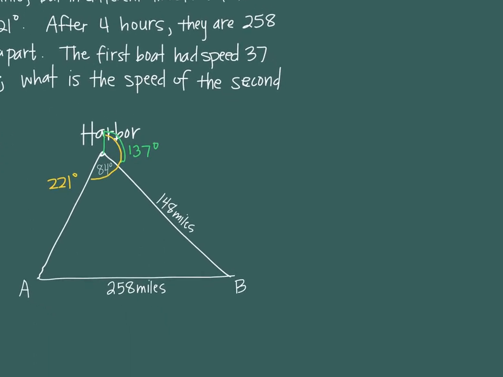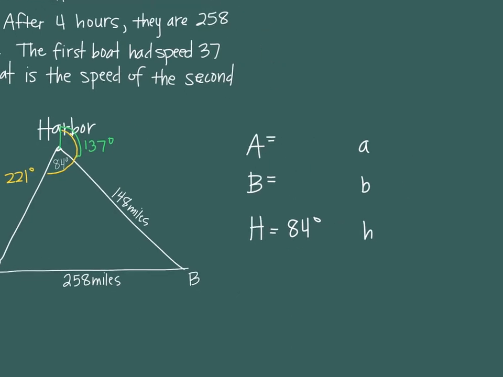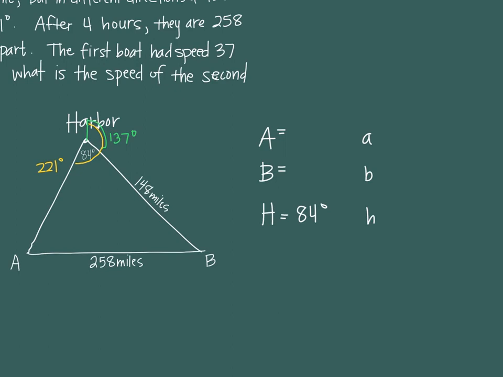Okay, all right, so then let's set up A, B, and maybe H this time for the harbor. And then we'll have A, B, and H. The only angle we've got is 84 degrees, which is the degree separation between the boats when they left the harbor. Where do I put the 258?